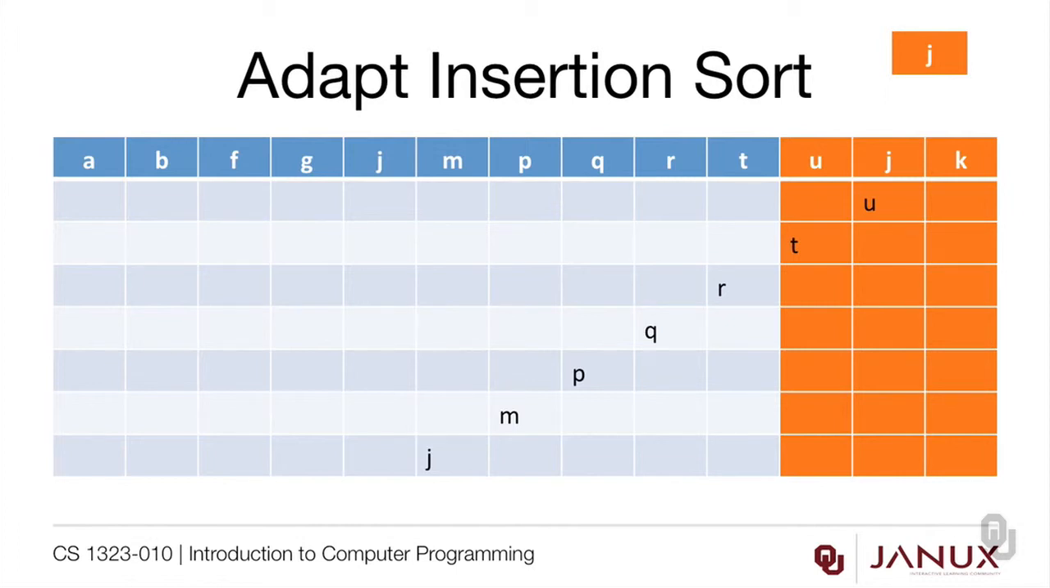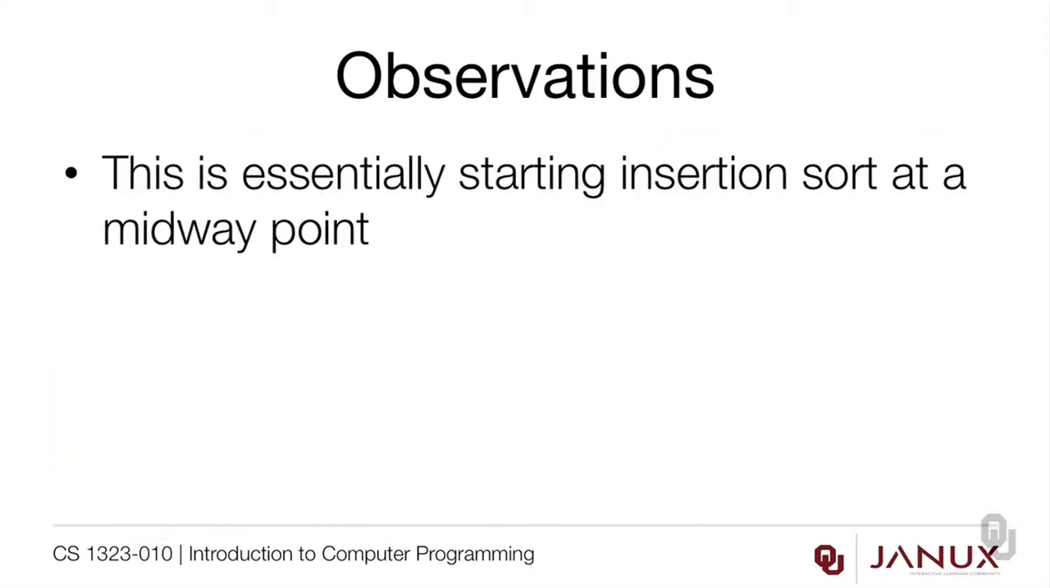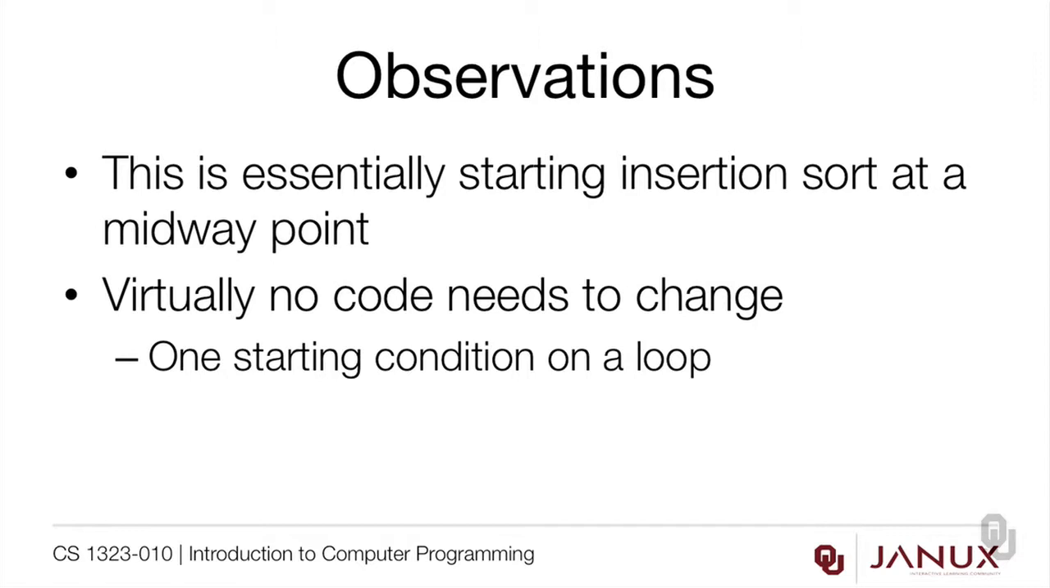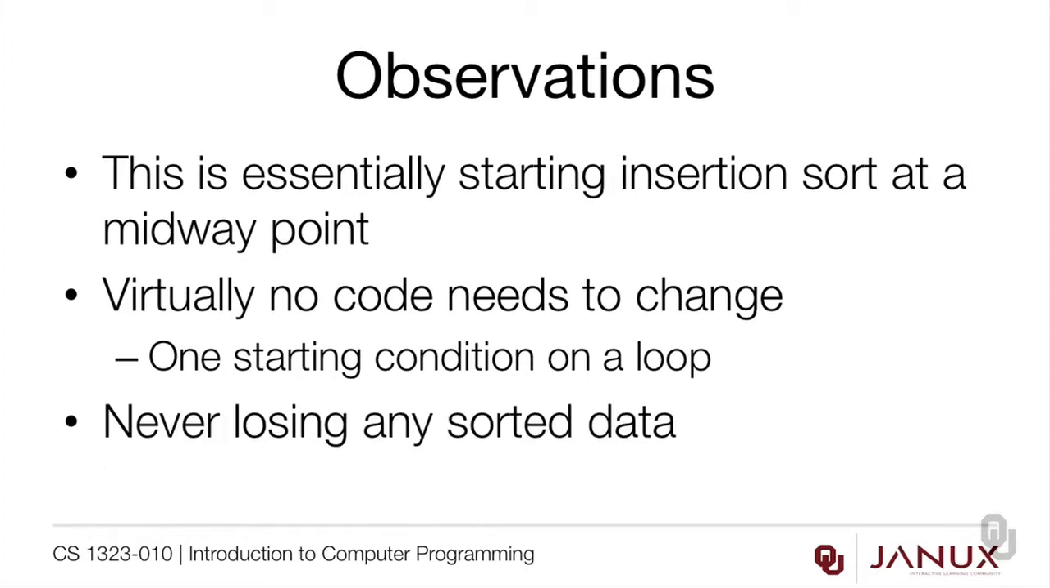Remember that the sizes of the data elements here, I'm showing 10 and 3 elements. These are likely to be millions of elements, not 10 and 3. Some observations on that one. This is essentially starting insertion sort at a midway point. And that means that virtually no code would need to change. It's just one starting condition on a loop. So that's a big advantage.